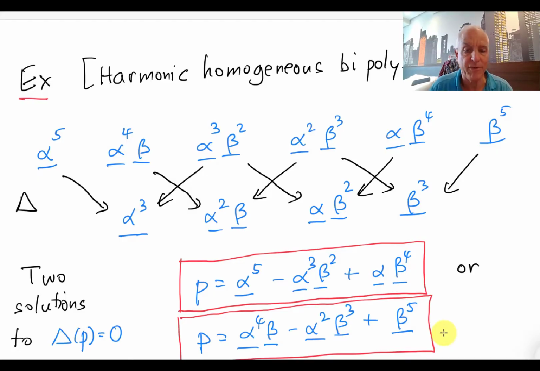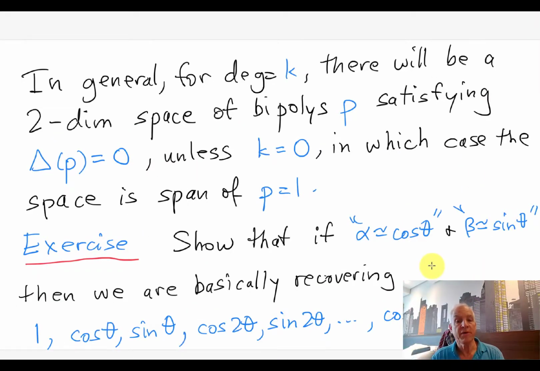Once we've gone through these examples, it's completely obvious that this is pretty well the general story, right? For any degree, it's going to be exactly the same picture of these back and forth cancellations. We have to choose every second one of these factorial polynumbers with plus and minus coefficients. So in general, for degree k, so homogeneous polynomials of degree k, there will be a two-dimensional space of bipolys p of that degree satisfying the harmonic condition, unless k equals 0. In that case, the space is spanned only by the constant function 1.